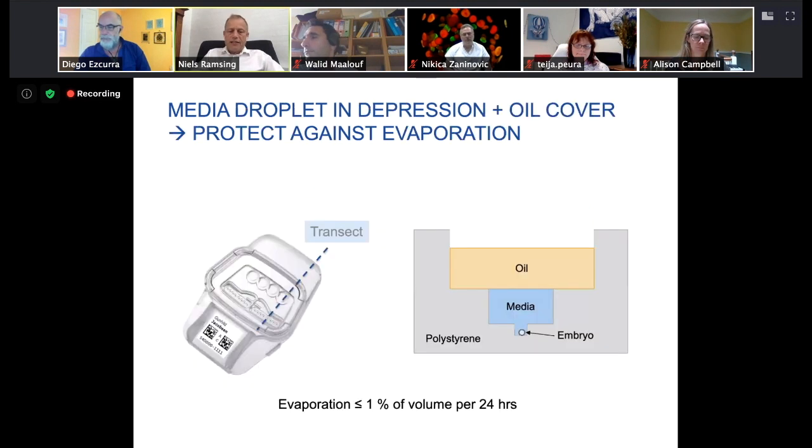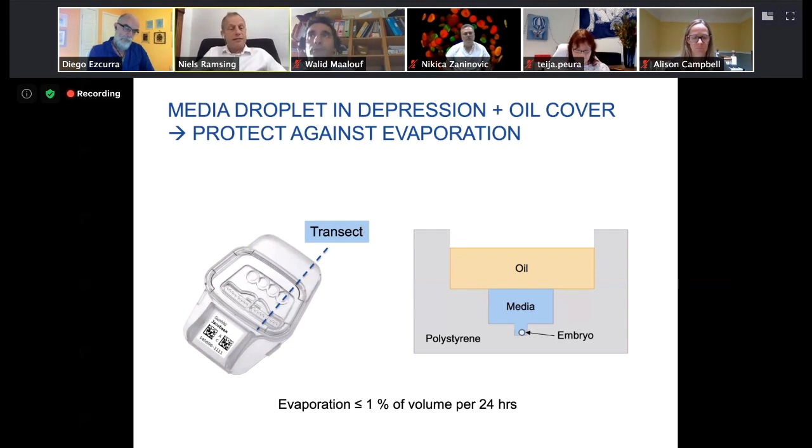There's another effect of it which I would like to point out, and that is that we have the media itself in a small depression under oil cover. And this minimizes the oil to media interface. This is important because it protects the embryo from evaporation. In fact, this dish has been especially designed to make sure that even though we do not have a humidified environment, we don't have so much loss of media that it creates any osmotic problems.